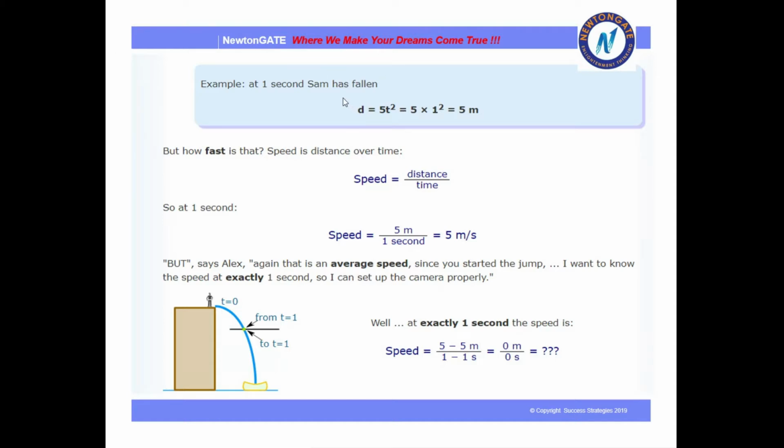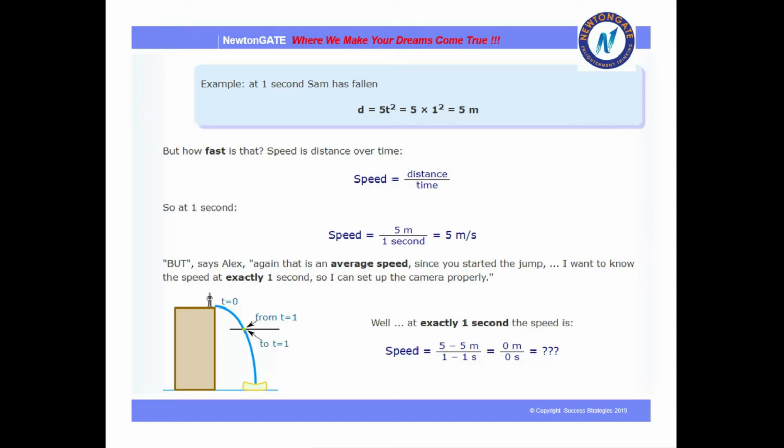But that is the distance he is falling. But if you remember, the photographer asked how fast he falls down. So we know that the formula for speed is distance by time. So if we take the time as 1 second, he will be falling at 5 meter per second. But says Alex, now Alex was in a confusion. He said that is an average speed. That is, when I take that I will fall at a regular speed of 5 meter at every equal interval, then it is 5 meter per second.